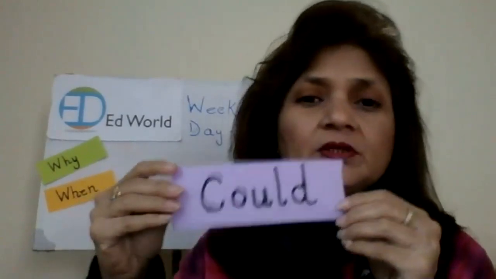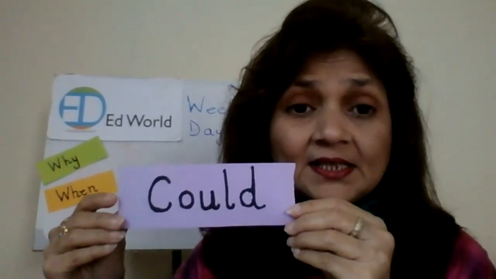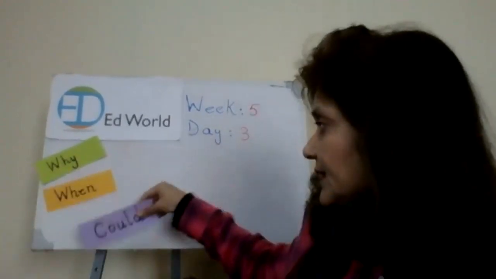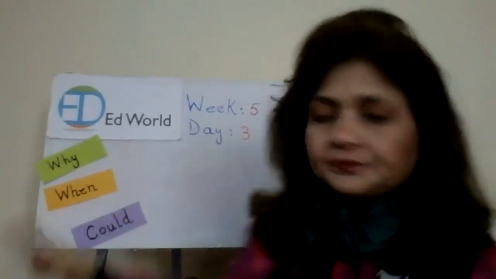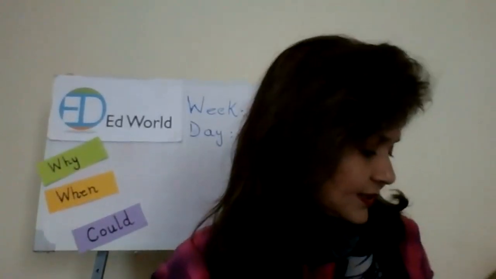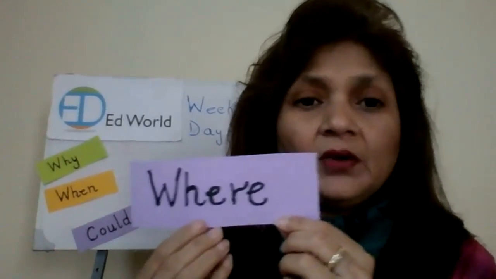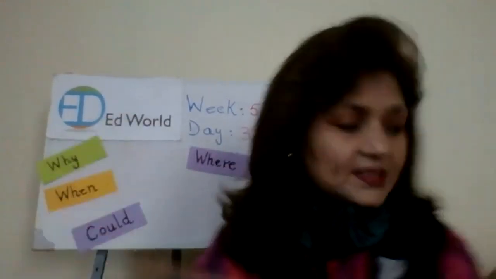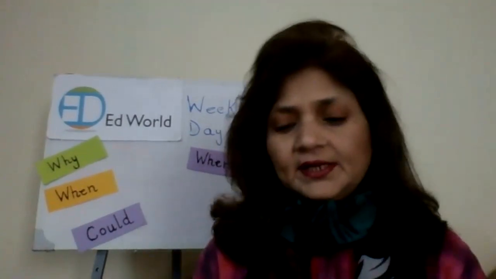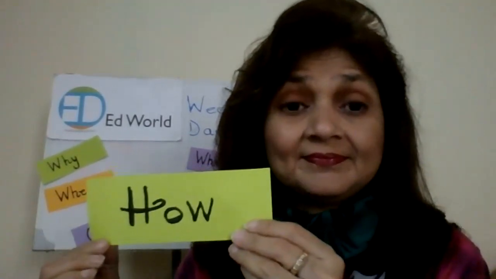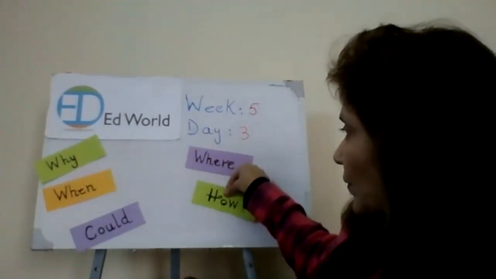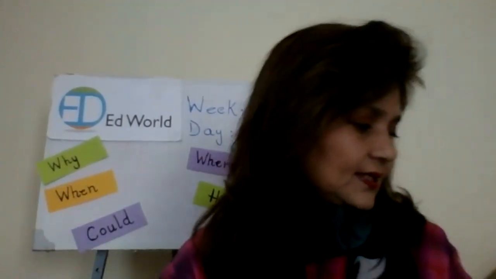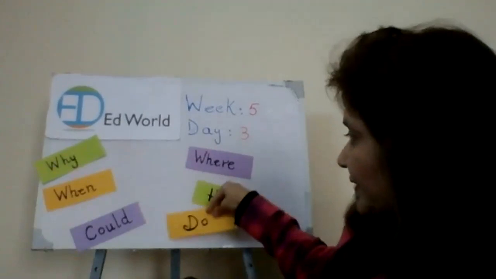All right. Which word is this? It's good. Correct. It is good. Now, how will you read this one? It's where. Correct. It's where. Now, this one. How. Correct. It's how. All right. The last one. Read this. Do. Okay. Very good.